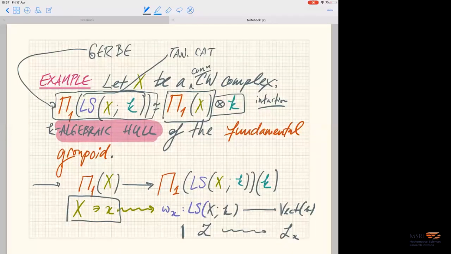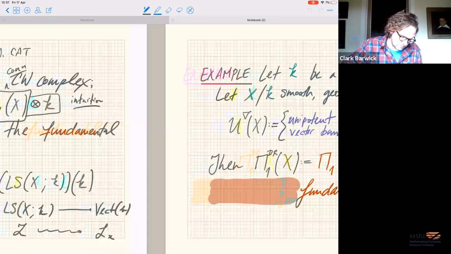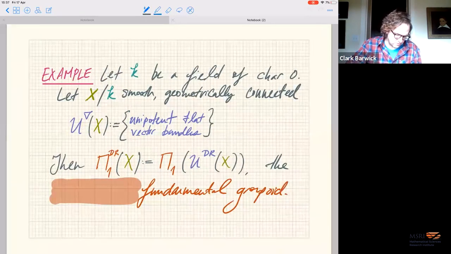Okay, so this is this idea of taking the algebraic hull of this thing. We have a fundamental groupoid and we're going to try and fix it up by taking this algebraic hull. Let me emphasize that there are a lot of other examples of this kind of thinking that are really useful. There's no way for me to go through the entire list of different kinds of Tannakian categories and their duals out there. There's a whole world of these things. But I thought I'd give just one more example, which I kind of enjoy.